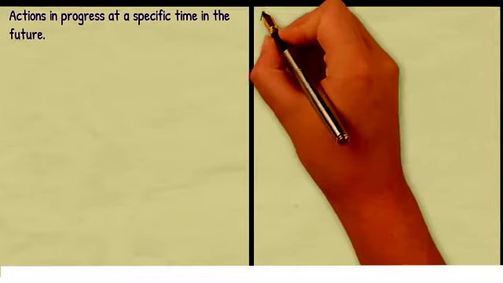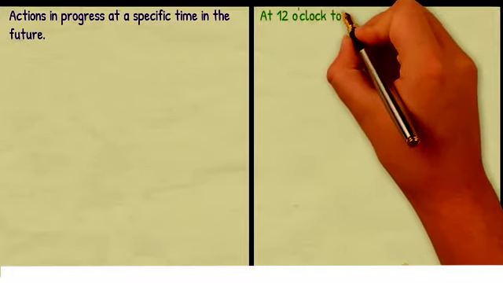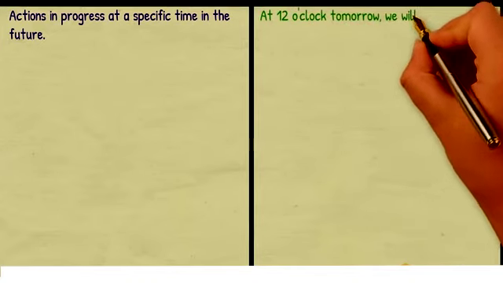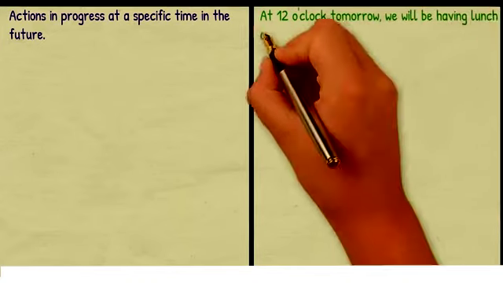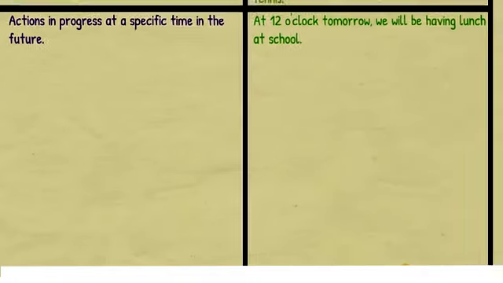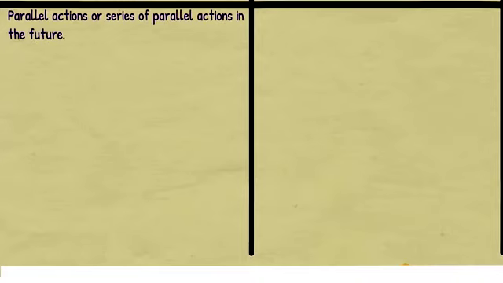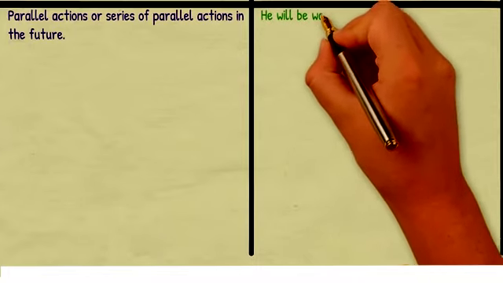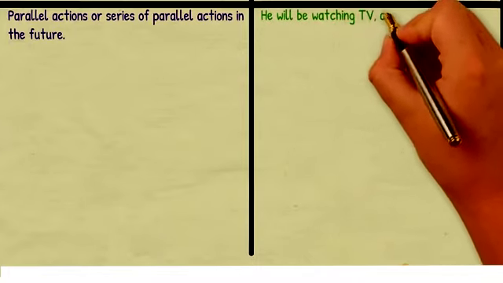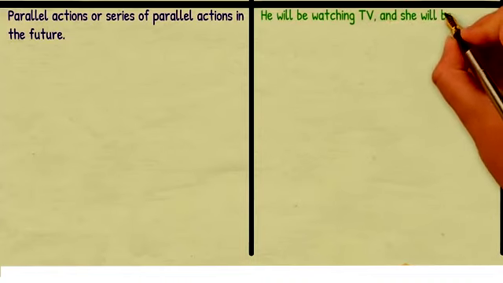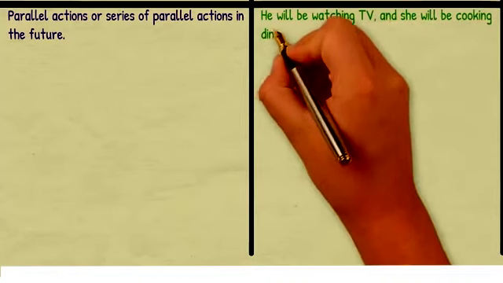Actions in progress at a specific time in the future. At 12 o'clock tomorrow, we will be having lunch at school. Parallel actions or series of parallel actions in the future. He will be watching TV and she will be cooking dinner.